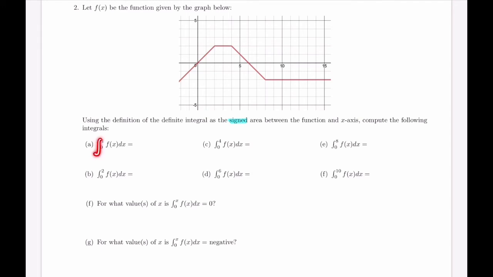If I would like to compute the integral between 0 and 1, that means I'm computing the signed area between the function that I'm given and the x-axis between 0 and 1. So here I have 5, so 1 will be right here. So I am computing this little area right here.